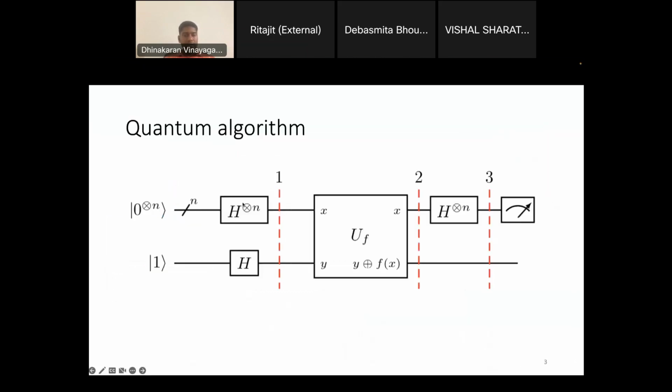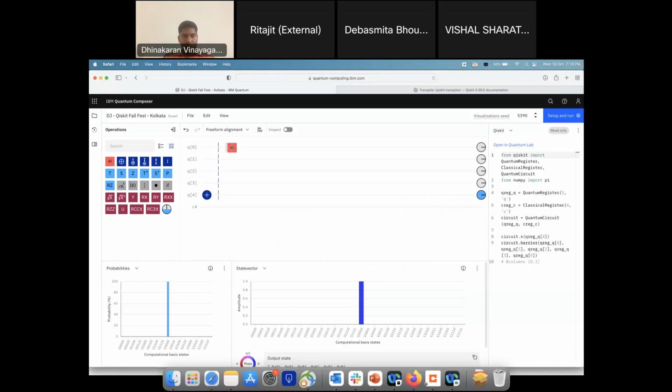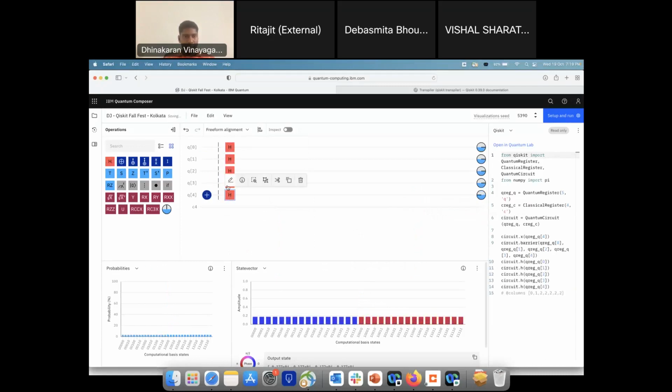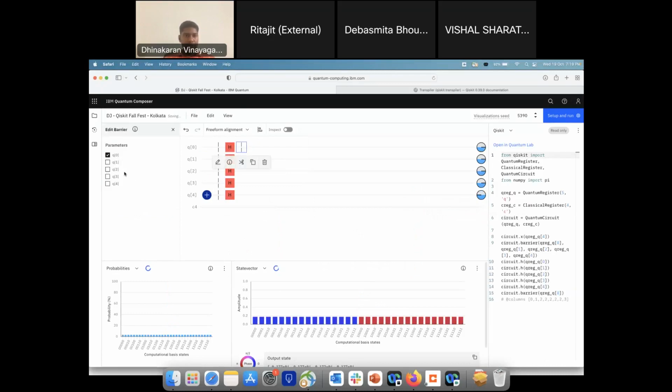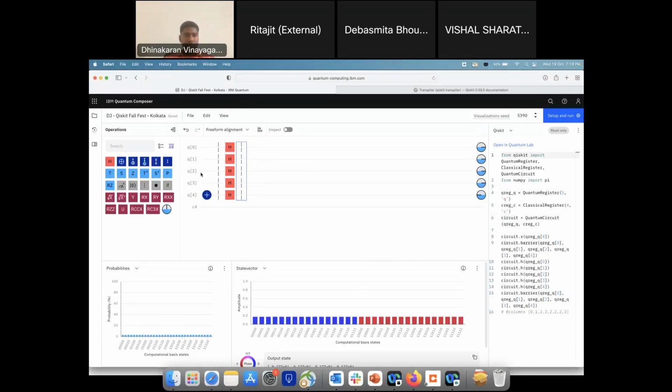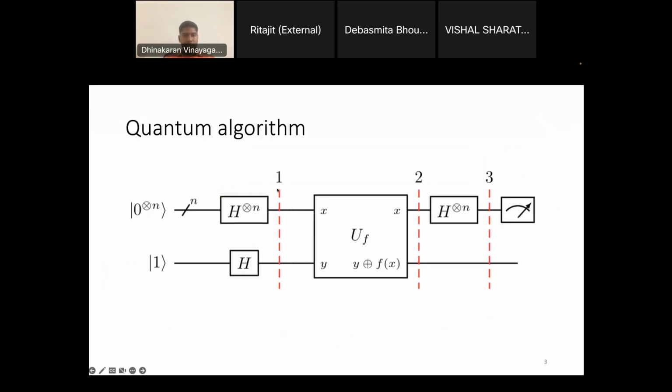All right, so the next step is applying the Hadamard on all the qubits. By the way, I think you have done some experiments before, so you can also open this on the side and try it yourself. Okay, so I just applied Hadamard on all the qubits, and I will create another barrier. So this is the initial state we start with, all zeros followed by a 1, and that's what we have at the end of stage 1.